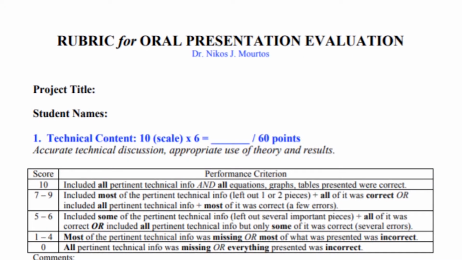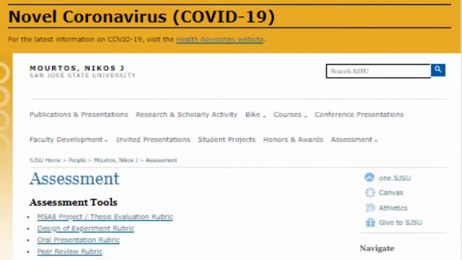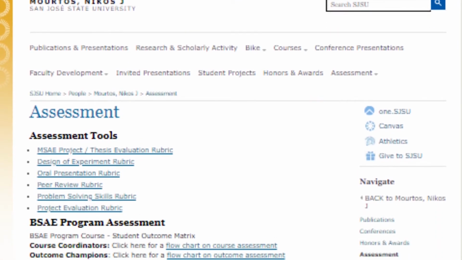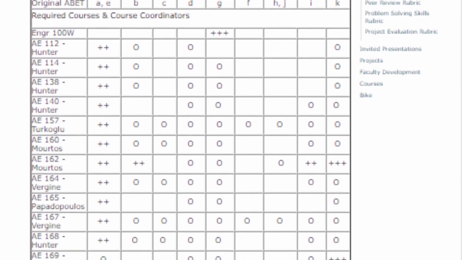I strongly recommend that faculty develop their own rubrics, and it may take some time initially to sit down and think about the different levels of performance the students need to exhibit, but the upfront investment pays dividends later on because it makes grading a lot easier, so you save a lot more time.